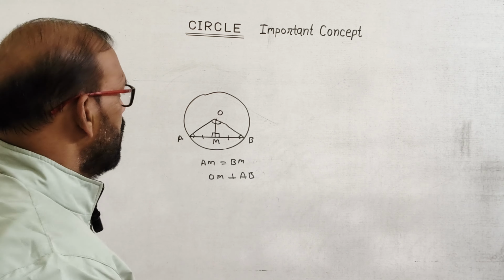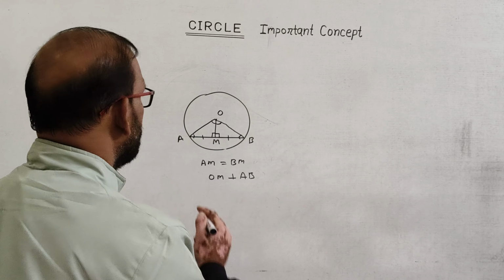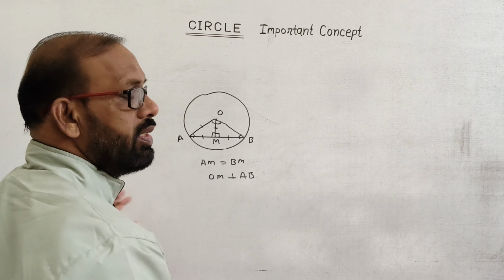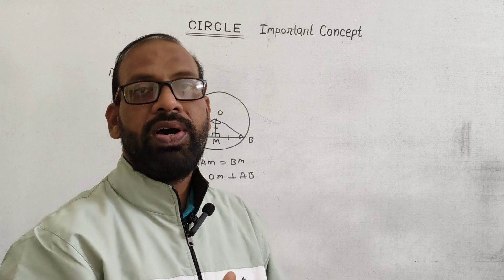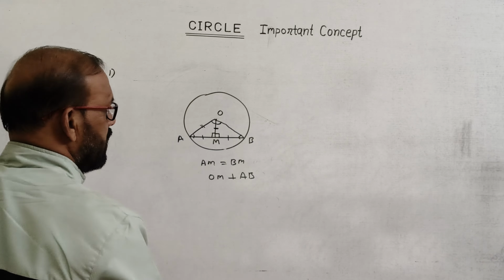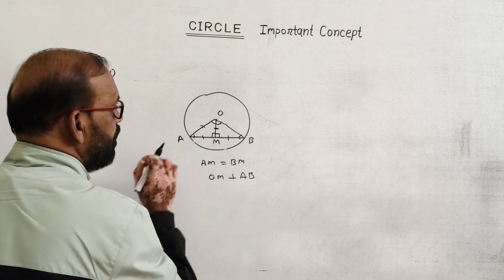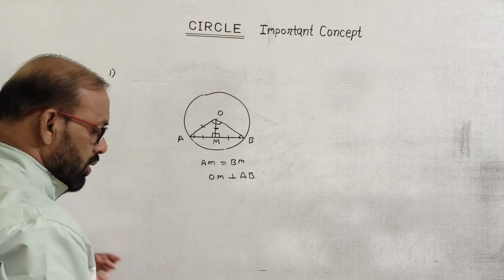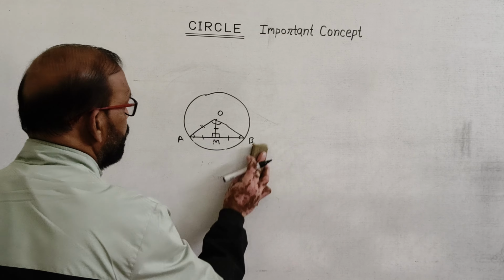Understood? So when the radius is given and the perpendicular distance from the center to the chord is given, it is possible to find the length of the chord. How can we find the length of the chord? If the radius is given and this perpendicular distance is given, then by Pythagoras theorem we can find AM, and this AB is twice AM, because these two parts are equal. So this part is very, very important. Clear?